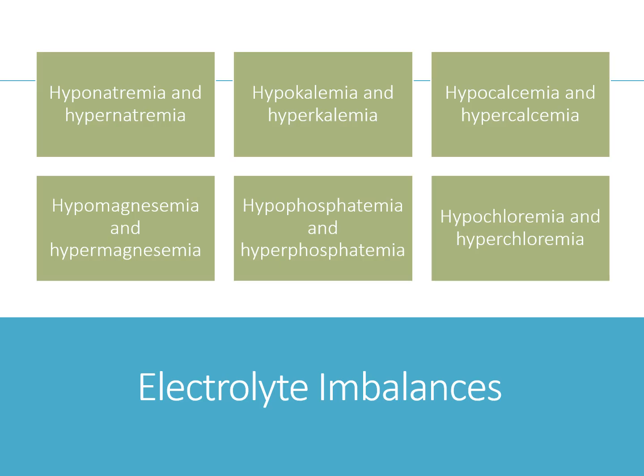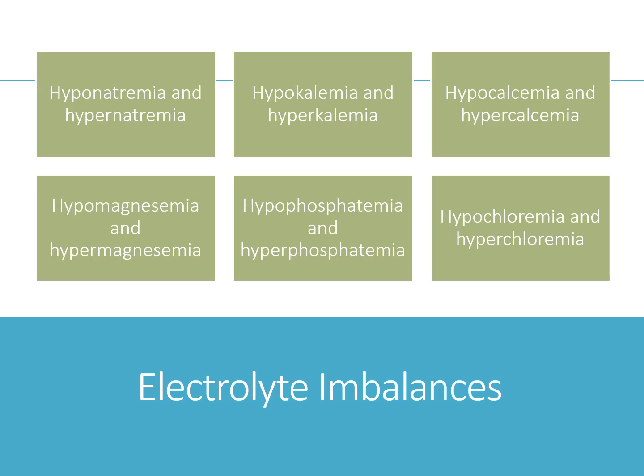Hypernatremia is above 145 milliequivalents per liter. It's caused by water loss or sodium excess. Fluid shifts out of cells, causing them to shrink. Symptoms include restlessness, agitation, weakness, disorientation, neurologic impairment. In infants and children, it may cause permanent brain damage.